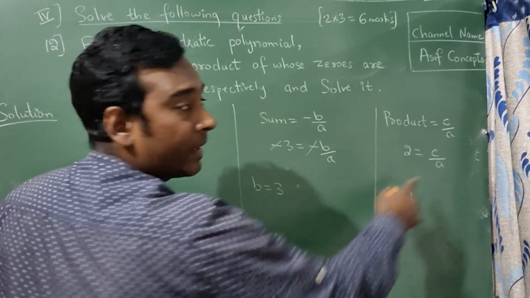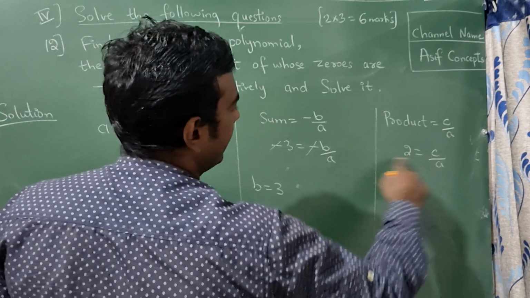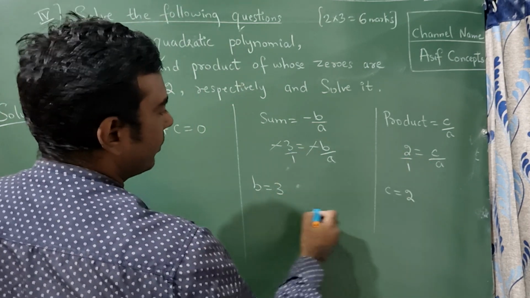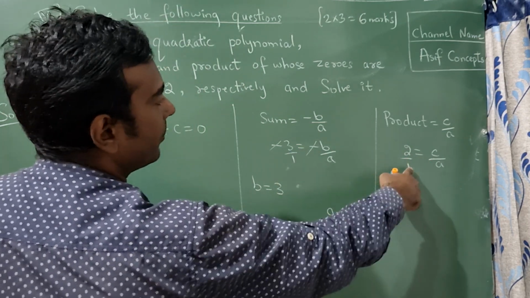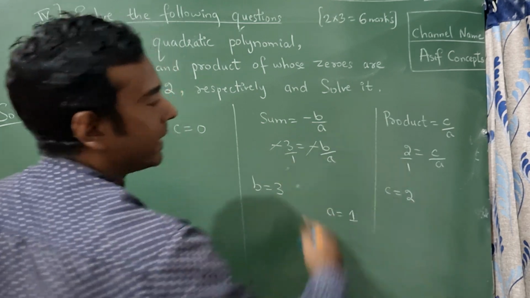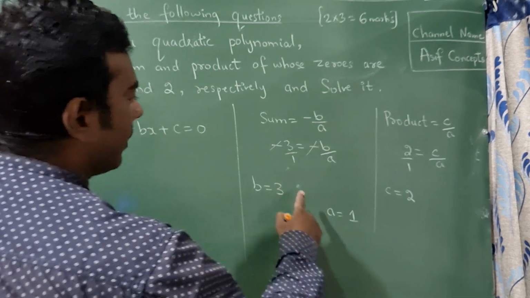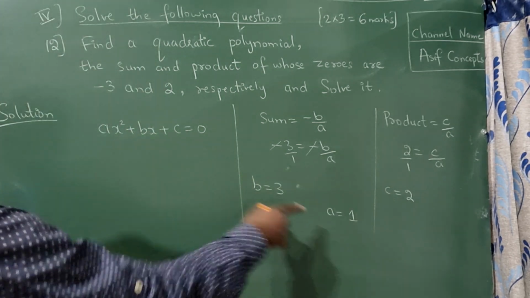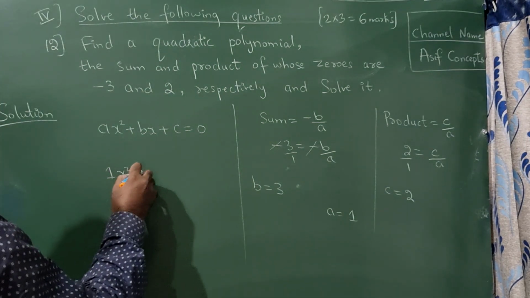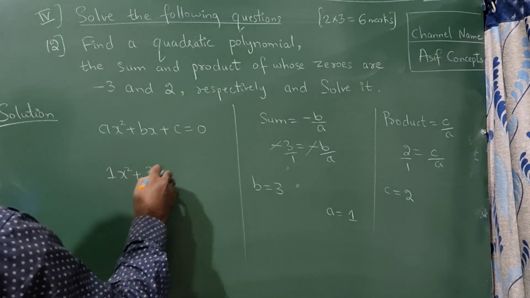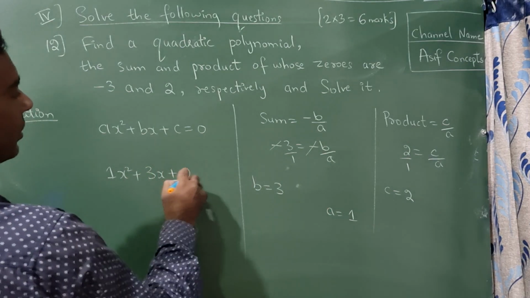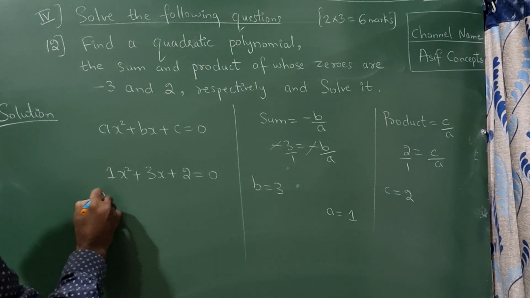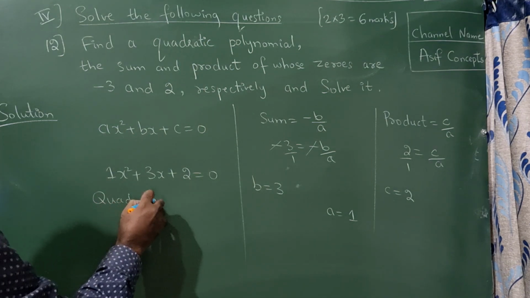Now what about a? You can see on this side and this side a, so the denominator part is 1. So a value will become 1 from both the sides. Now substituting this a value, b value and c value here. So a is 1, so I am going to write 1. B is 3, so I am going to write 3. C is 2, equal to 0. This is the quadratic polynomial.